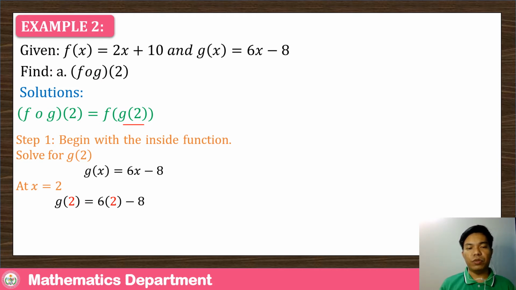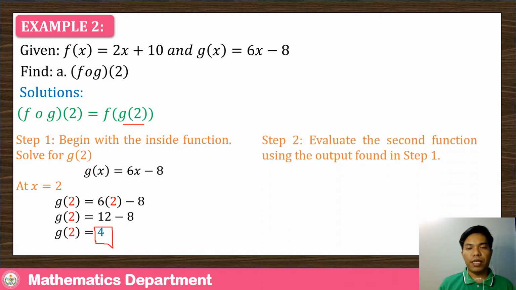And then 6 times 2 is equal to 12 minus 8, and that will give us 4. So, the value for our function g at x equals 2 is equal to 4, and this value here ay ito yung gagamitin natin para ma-evaluate natin yung ating function f.